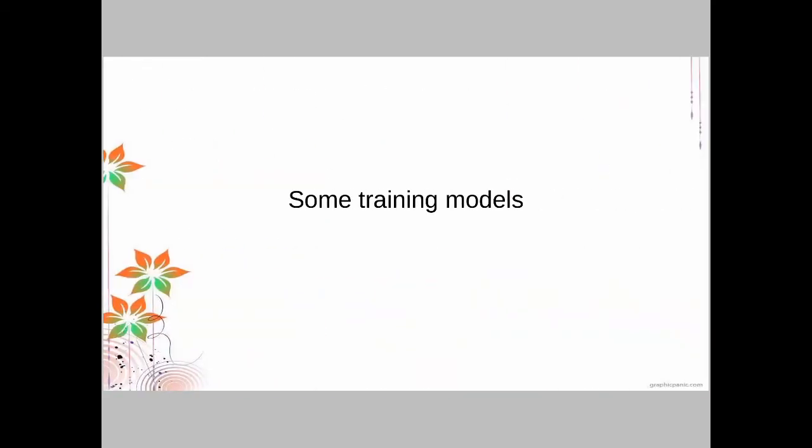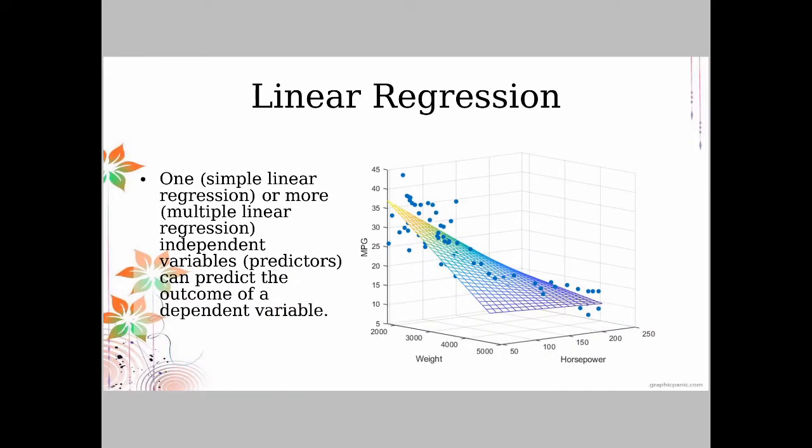Now, what are the training models that we will be using? Since this is a regression analysis, we have several choices. We can have linear regression. A simple linear regression depends on only one independent variable and one dependent variable. For a multiple linear regression, you have more than one variable. Here in the picture is a multiple linear regression.